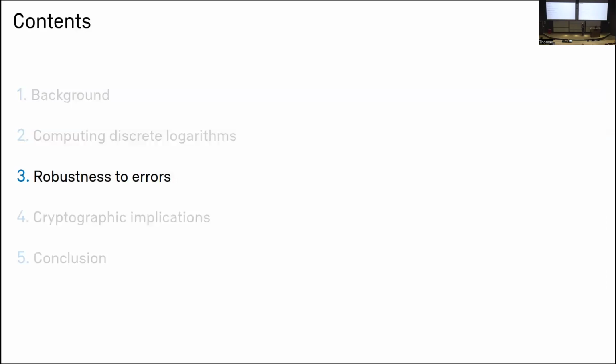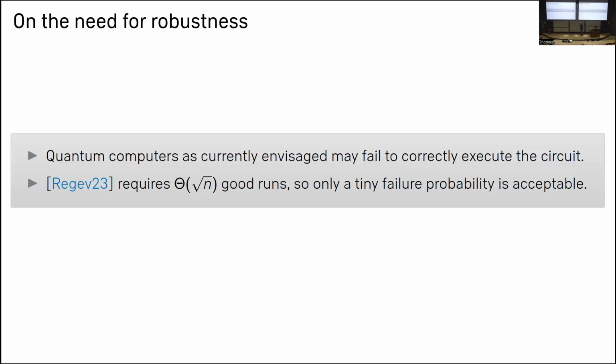A separate contribution of our work is an analysis of the robustness of Regev's algorithm and of our extensions thereof to quantum computer errors. And this is an important question because quantum computers, at least as we currently envisage them, are inherently noisy systems and may sometimes fail to produce the expected output. For Shor's algorithm, this is only a minor issue because we only require a single good run of the quantum circuit, and we can therefore just repeat the circuit until it's successful.